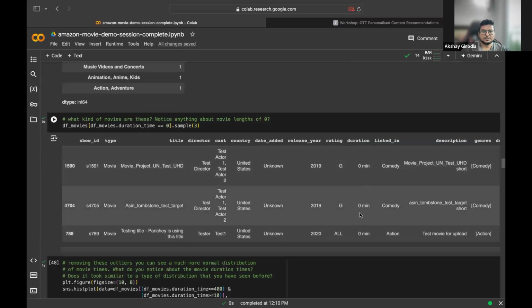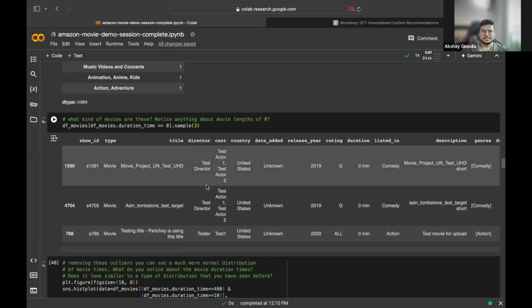See, there's some duration time zero for movie project as in Tombstone. Looks like this is test director, tester, and this is what it means. It's not a mistake. It's just some test data that was created, and this is not something we want to have in our dataset. So what do we do? We remove it. Let's remove it.